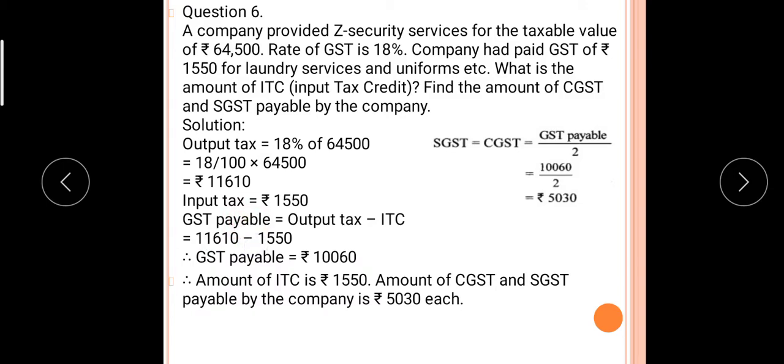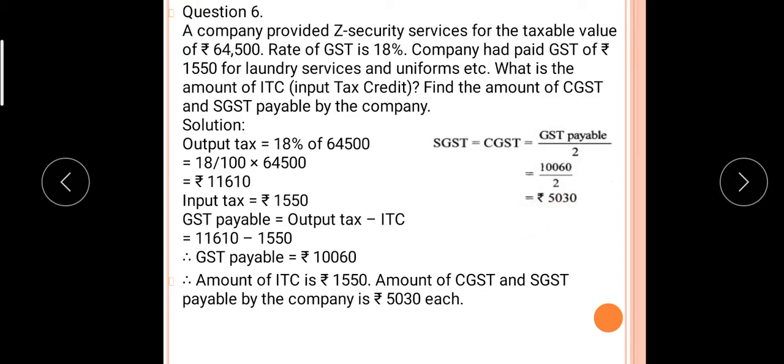So GST payable is always output tax minus input tax, or input tax credit. Input tax means ITC. So after calculating, you will get the amount of GST paid by the company. It is 10,060 rupees. Now always remember, GST payable is divided into SGST and CGST. So CGST and SGST are each 5,030 rupees.